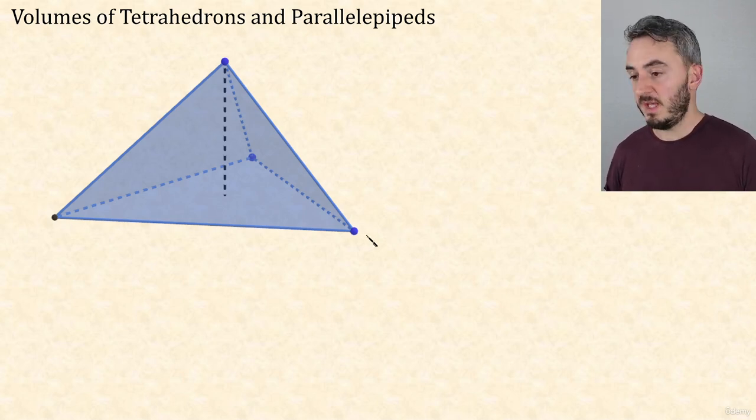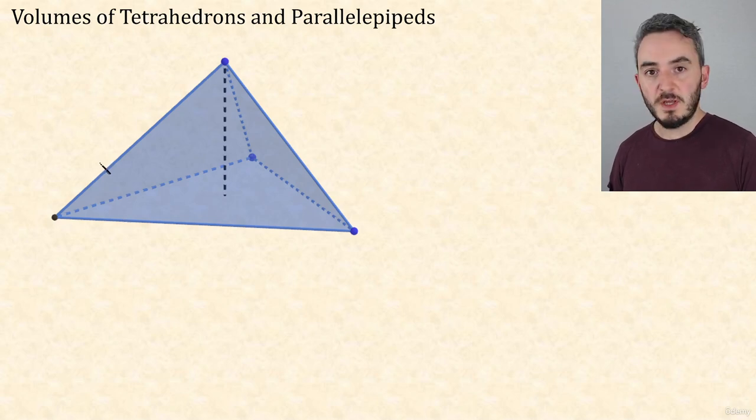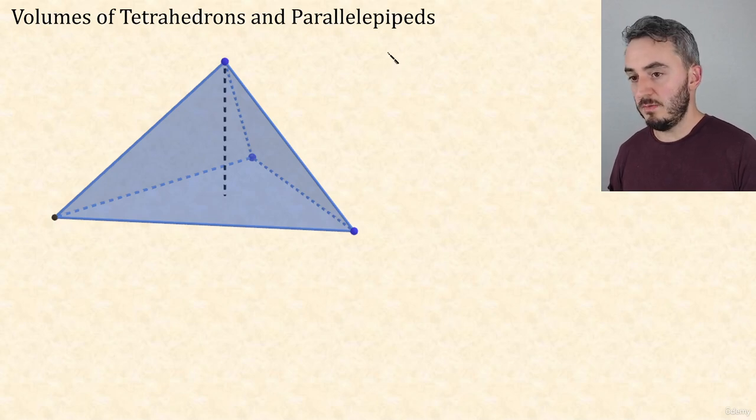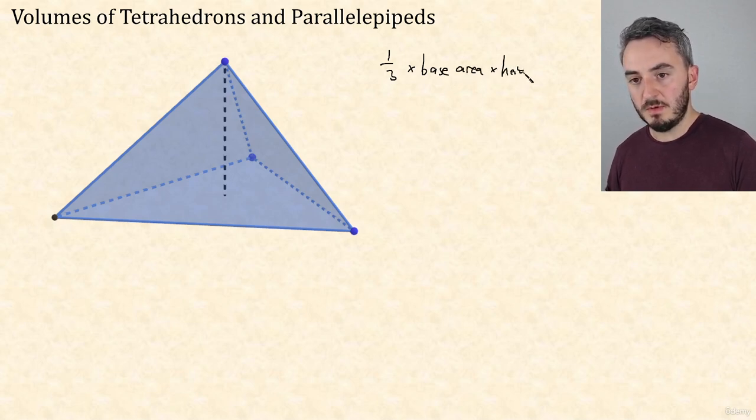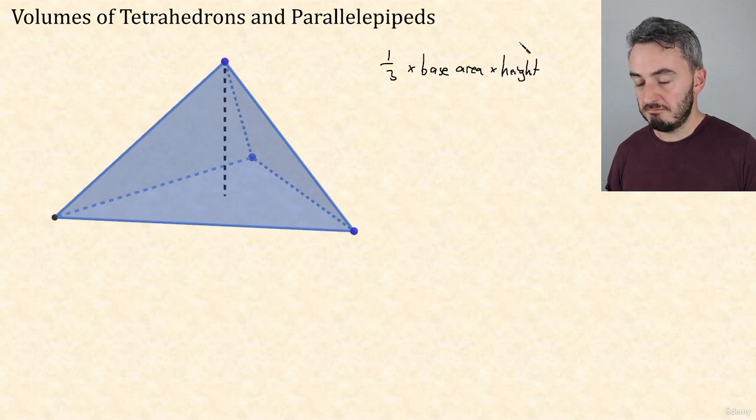A tetrahedron is a four-sided solid, so like a triangular-based pyramid, if you like. Okay, how would we go about finding the volume of that? Well, a pyramid of any kind has a volume of a third times the area of the base, so a third of base area times height. So our job is to work out the base area and the height.